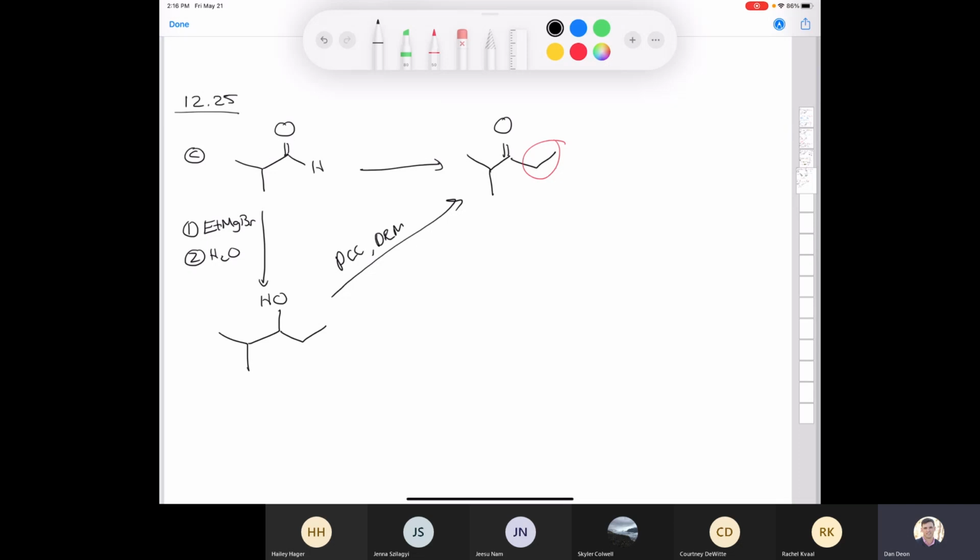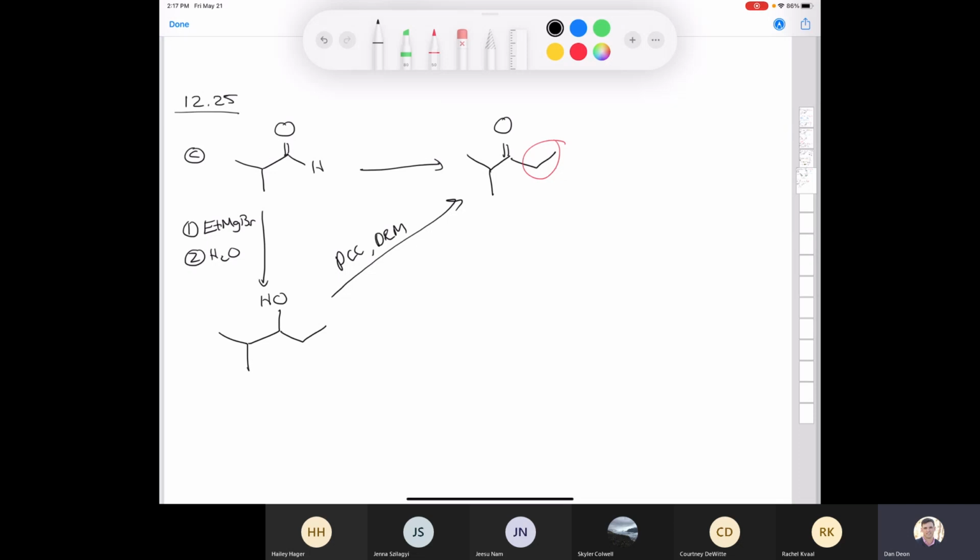and then an oxidation using PCC and dichloromethane. Again, if you chose something else, there's nothing wrong with that, as long as it is an appropriate oxidizing agent.